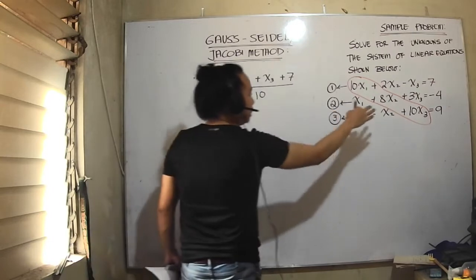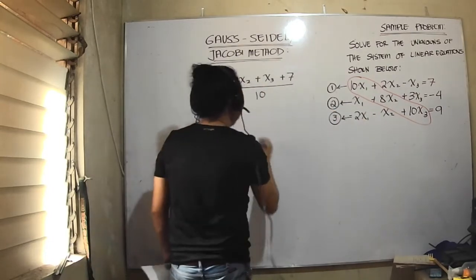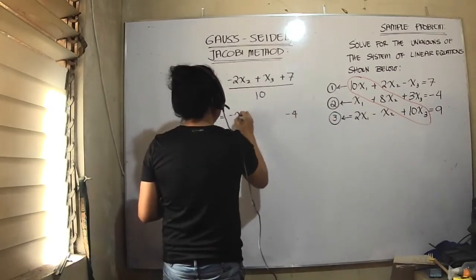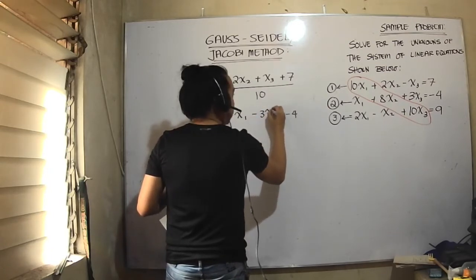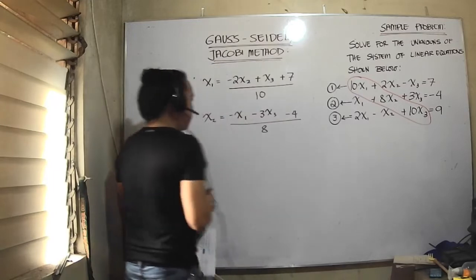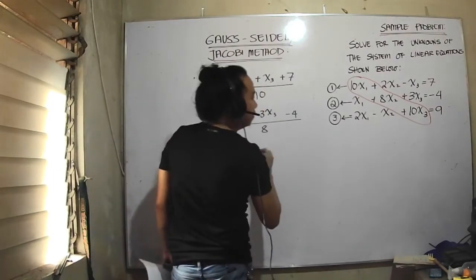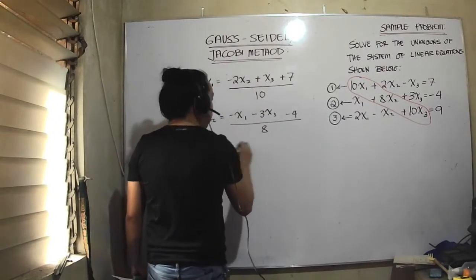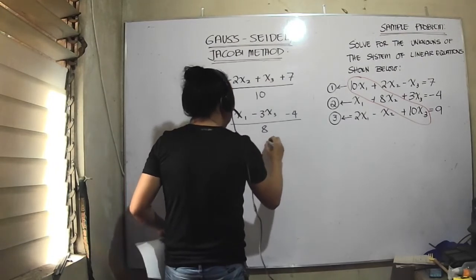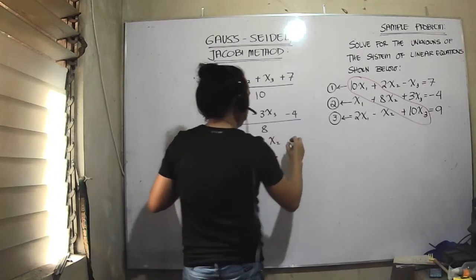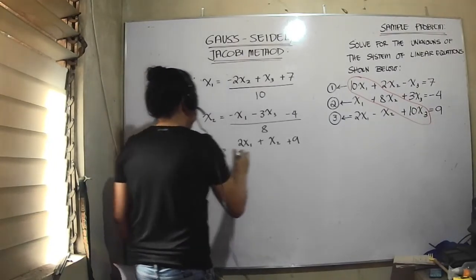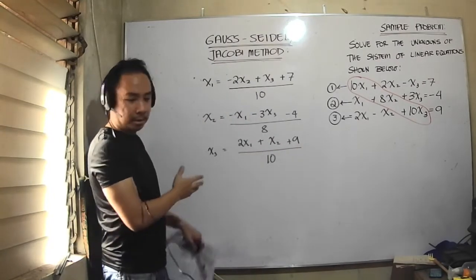For x2, I isolate it. Moving the others to the other side, I have negative 4, negative x1 and negative 3x3, and I divide everything by 8. Last, we have 10x3, which should be equal to 2x1 plus x2 plus 9. Divide by 10 here as well. So I have something like this.